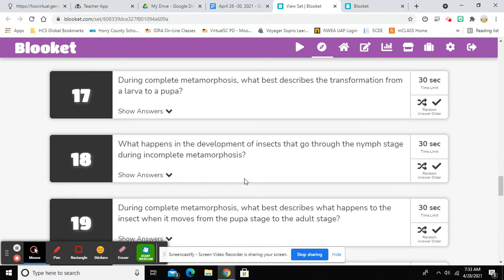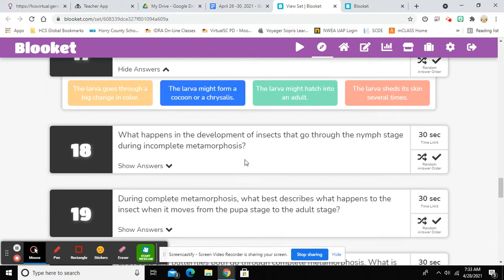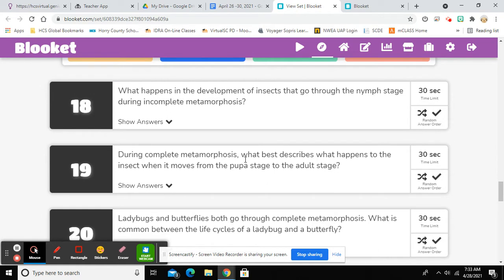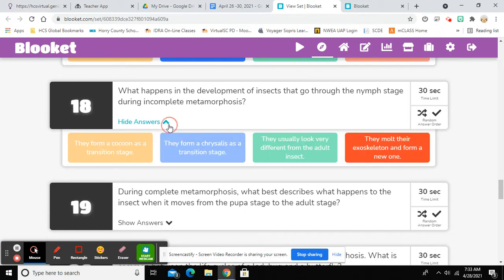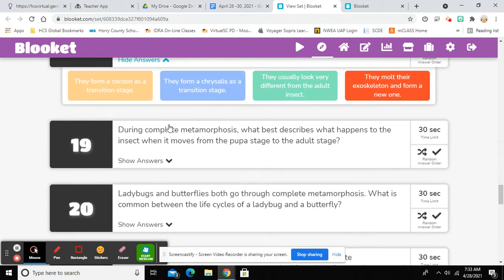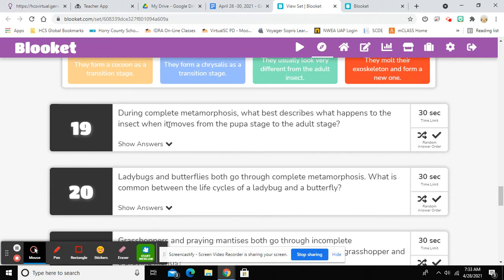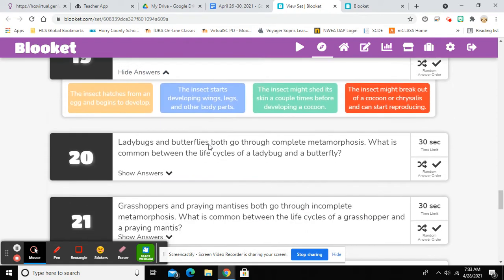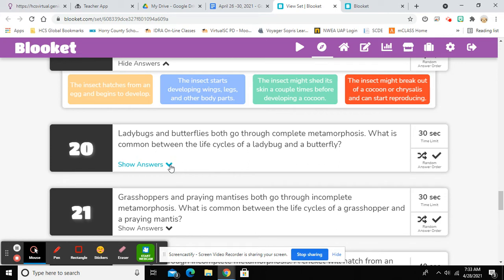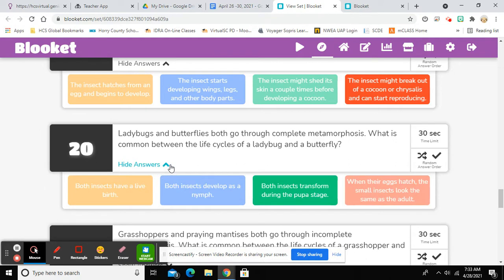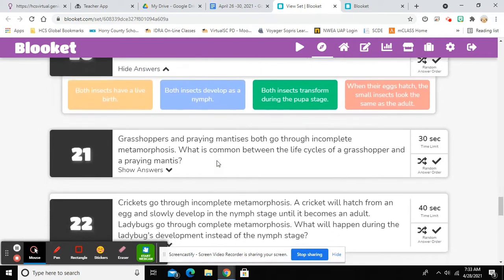During complete metamorphosis, what best describes the transformation from a larva to a pupa? What happens in the development of insects that go through a nymph stage during incomplete metamorphosis? During complete metamorphosis, what best describes what happens to the insect when it moves from the pupa stage to the adult stage? Ladybugs and butterflies both go through complete metamorphosis. What is common between the life cycles of a ladybug and a butterfly?